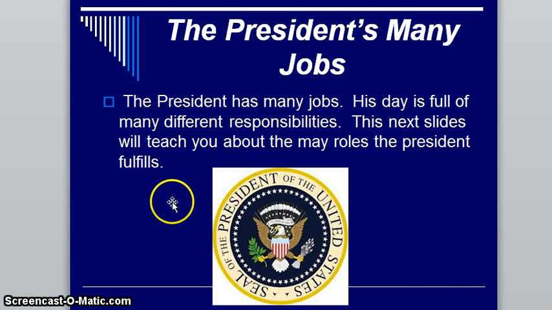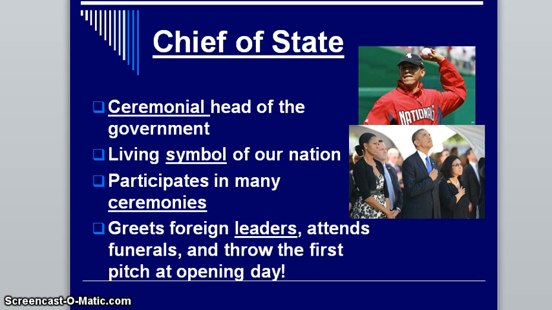The first one we're going to talk about is what I call the fun role. The fun role is what we call the chief of state. When he is acting as chief of state, he is the ceremonial head of government. He is the symbol of our nation. As I mentioned in class before, the president often acts like Mickey Mouse is to Disney World or the Golden Arches are to McDonald's. The chief of state role is where he's the symbol of our nation, where he represents the United States when he goes to different places.